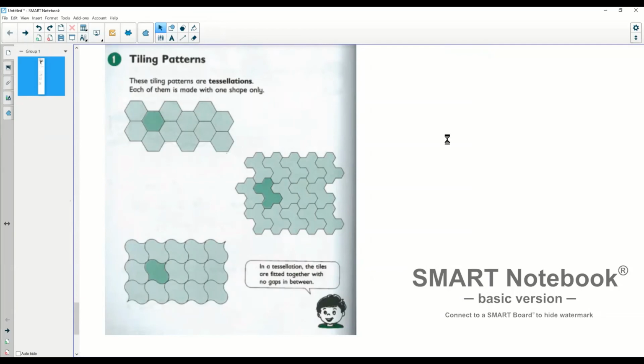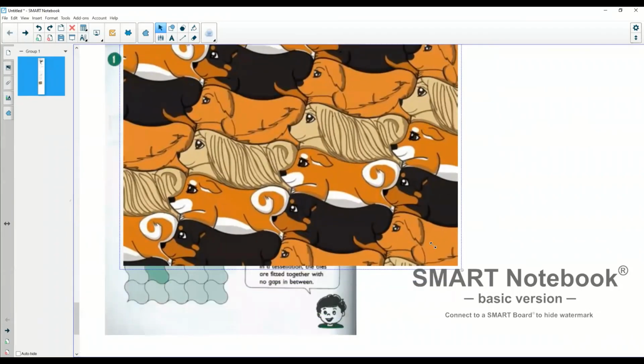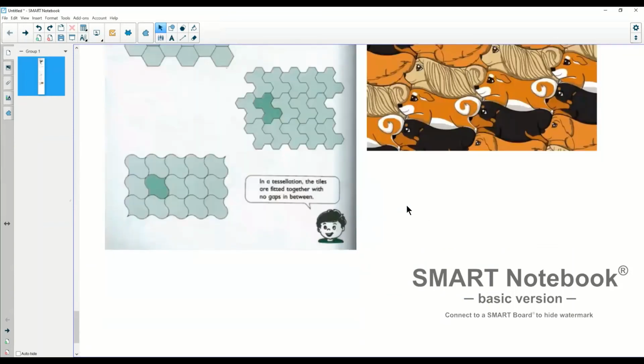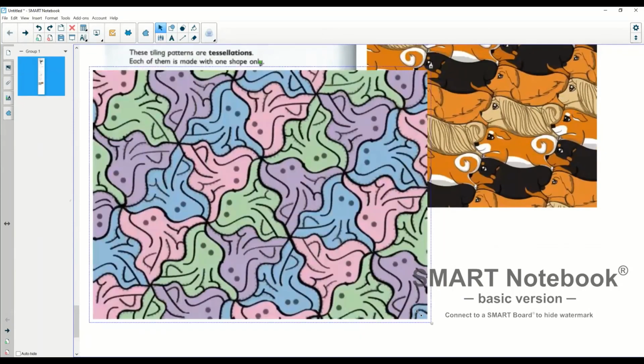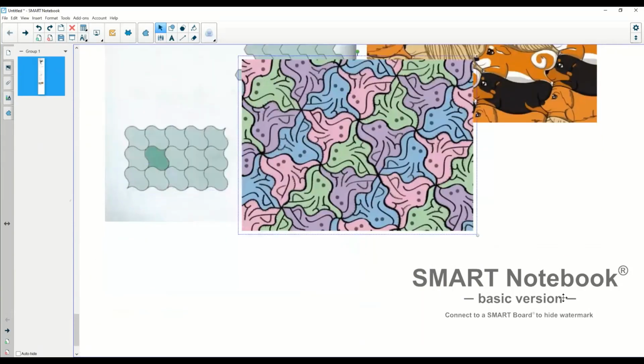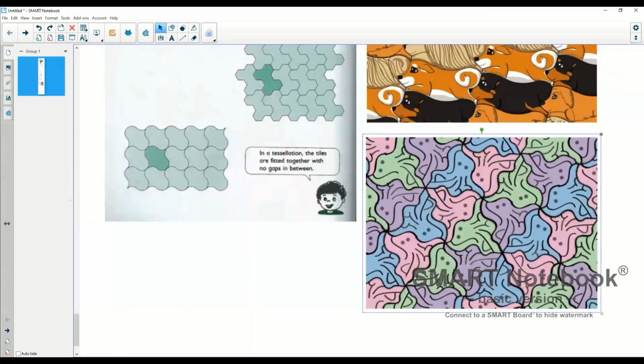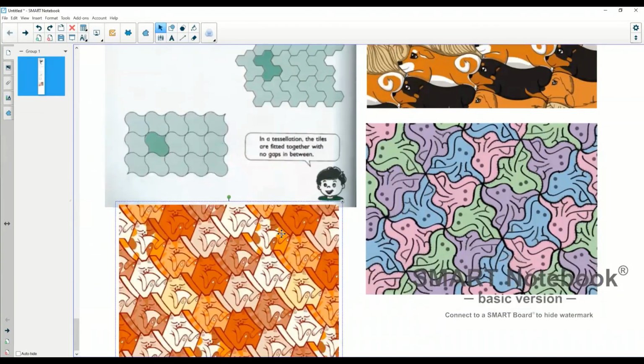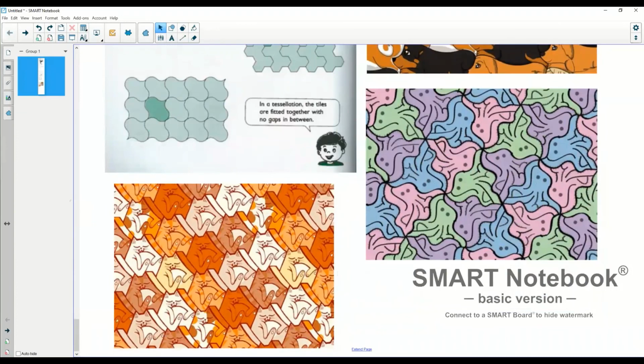This is a tessellation of dogs. Notice how all the dogs, they're colored differently, but they're all the same shape. What else do I have? I have an octopus tessellation. I'm going to post a bunch of tessellations, honestly. There's a tessellation of octopi. This is a tessellation of a bunch of cats hugging each other. Notice how they're all very similar patterns.